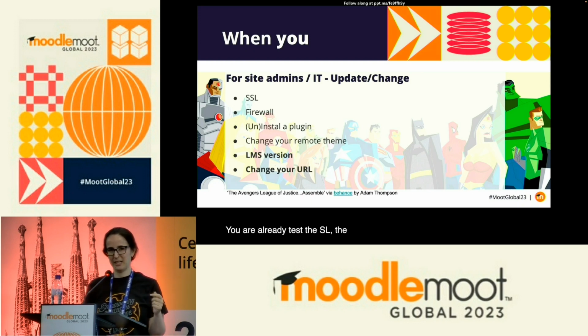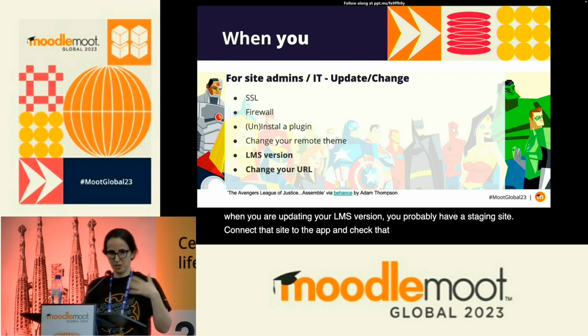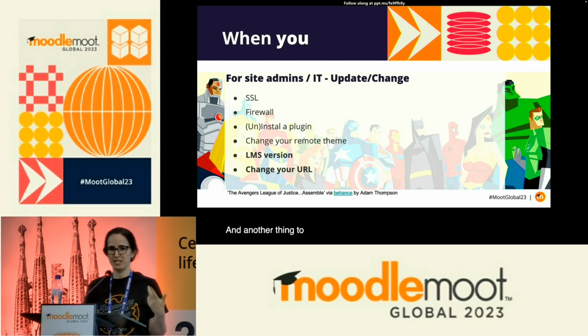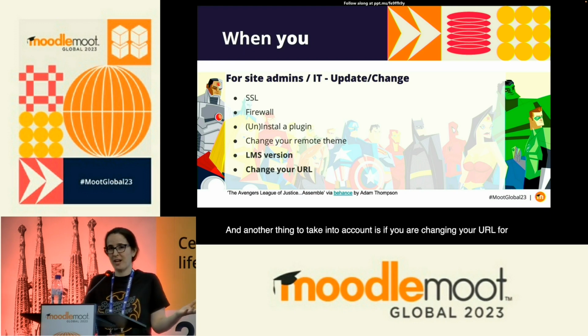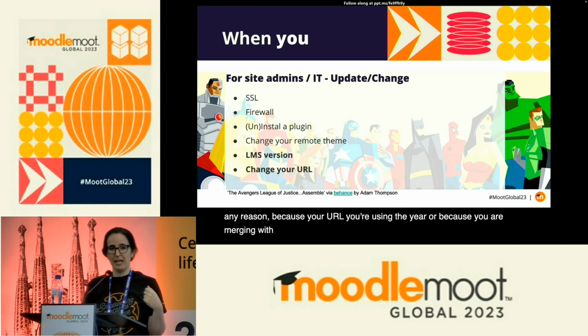And I'm adding that when you are updating your LMS version, you probably have a staging site. Connect that site to the app and check that everything works. Once you update your production site, double check again. Another thing to take into account is if you are changing your URL for any reason, because you're using the year, or because you are merging with another company, tell your users, because they need to log out and log in again with the new URL.